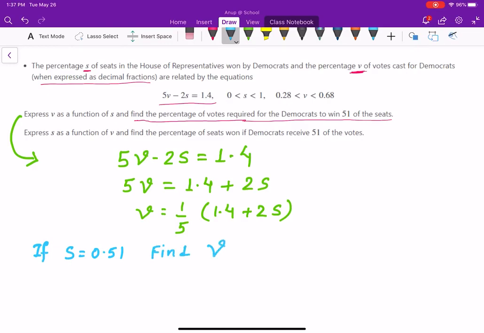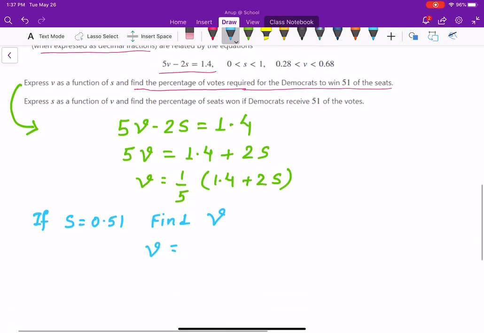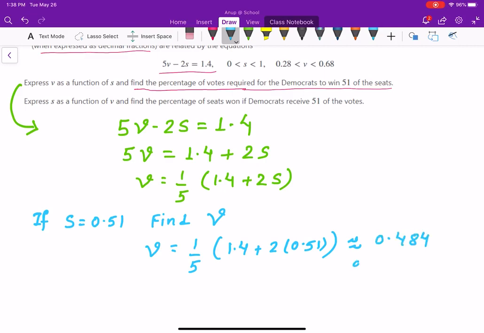Then our goal is to find V. We already have the relationship between V and S, so we can just plug this information in. V equals 1 over 5 times (1.4 plus 2 times 0.51). This is approximately equal to 0.484, or if you want to write it as a percentage, 48.4%.